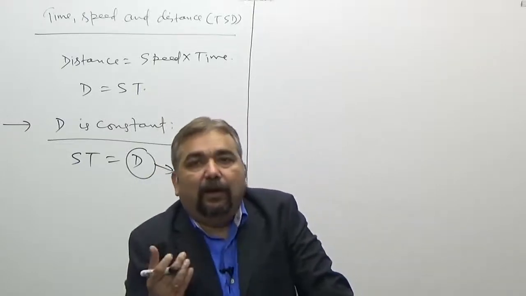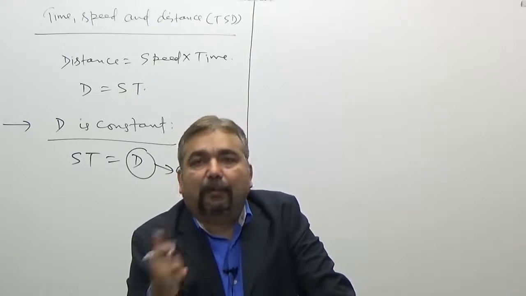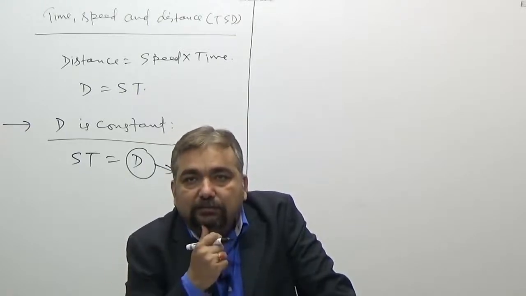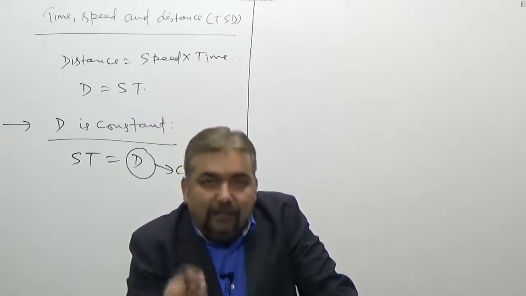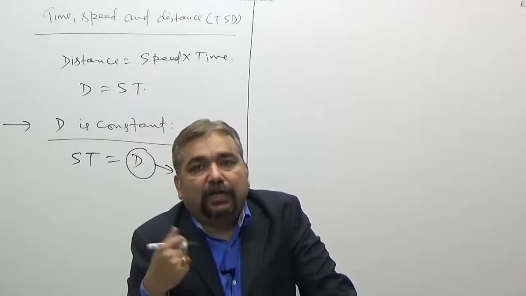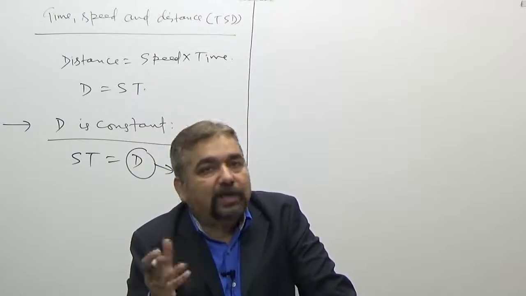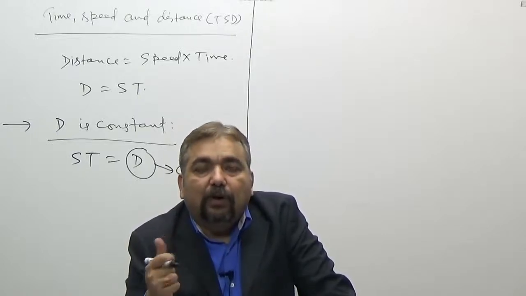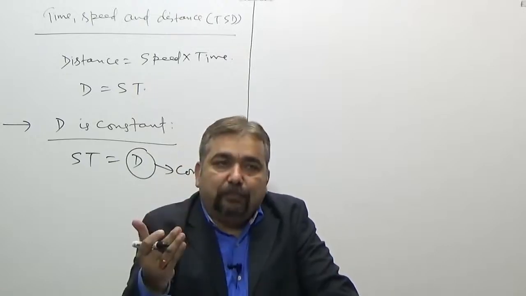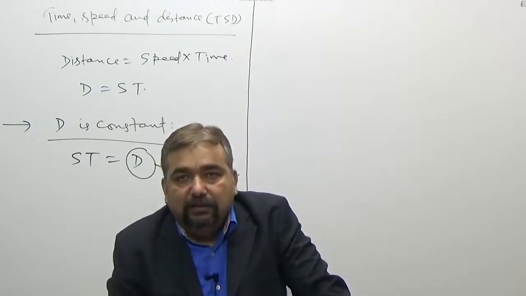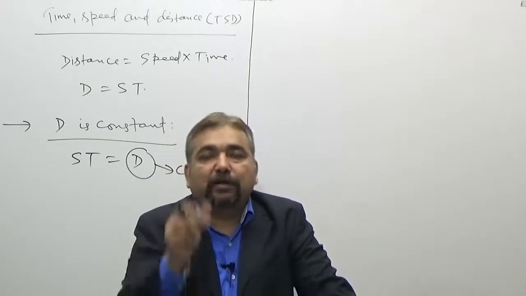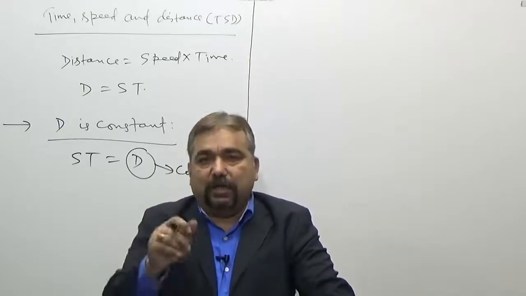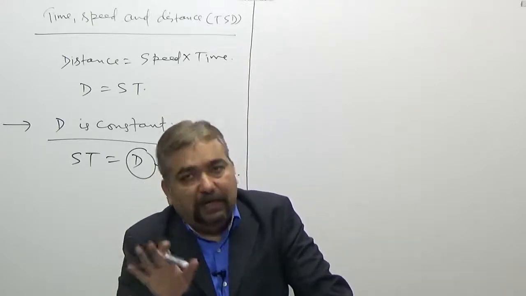If you travel by your car with the speed of 40 kilometers per hour, how much time will you take? 200 by 40 hours. Next time you cover the same distance, that is 200 kilometers, with the speed of 50 kilometers per hour, how much time will you take? 200 by 50, that is 4 hours. What happens? You increase the speed, time taken decreases. Here, the distance covered in both cases is the same, 200 kilometers. So, when distance is constant, you increase the speed, time taken decreases.